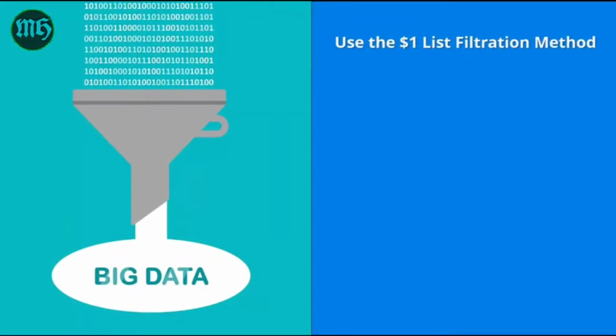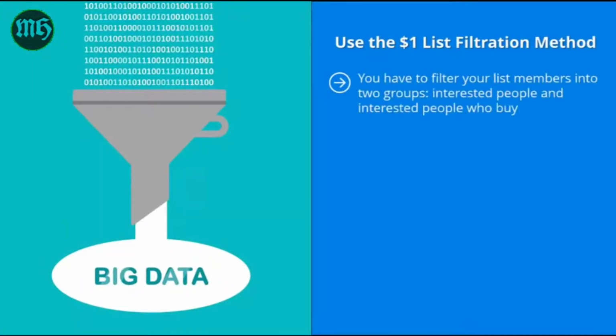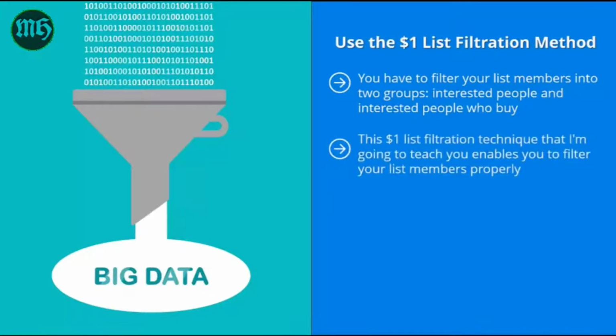Use the $1 list filtration method. You have to filter your list members into two groups, interested people and interested people who buy. These are two totally different groups of people. Now, please understand that just because people open your emails religiously, it doesn't necessarily mean that they would buy from you. Like I said above, maybe you did not present your case properly. Maybe you did not qualify them properly. This $1 list filtration technique that I'm going to teach you enables you to filter your list members properly.